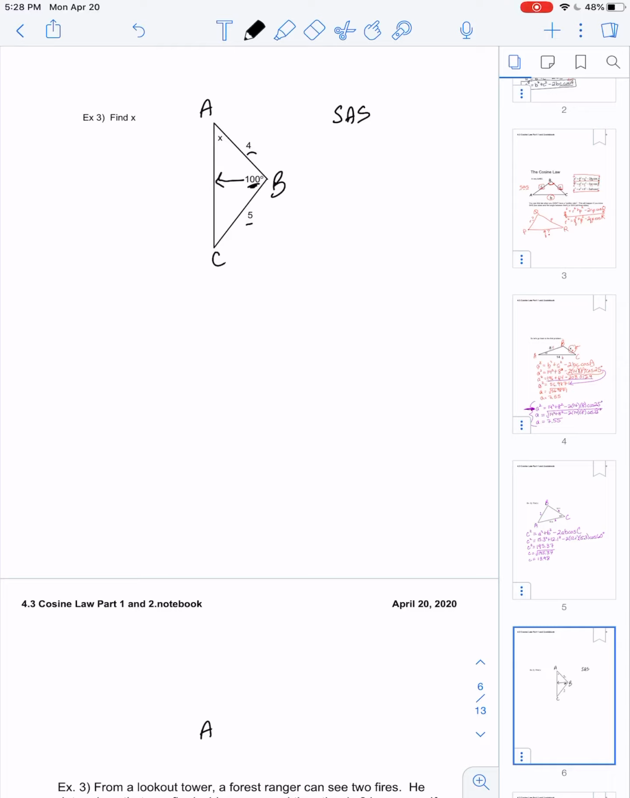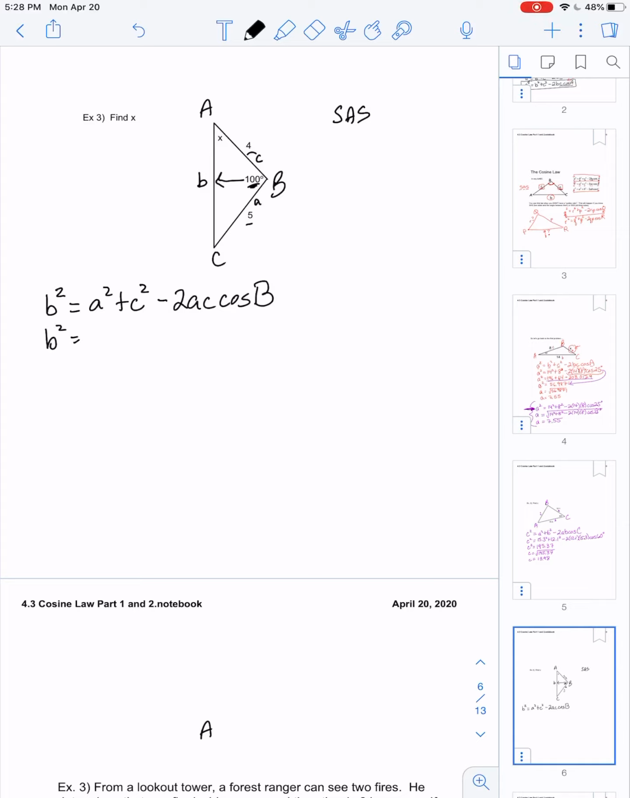So the way I have this labeled, A, B, and C, this is going to be side B, this is going to be side A, and this is going to be side C. So I'm going to use the cosine law to find side B, because that's the only thing I have in my arsenal right now. So B squared equals the other two sides, A squared plus C squared, minus 2AC, and then the cosine of B.